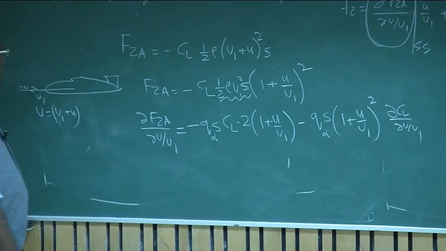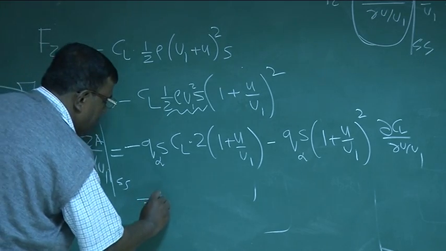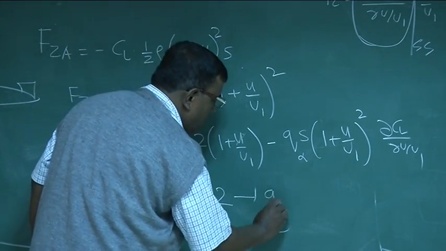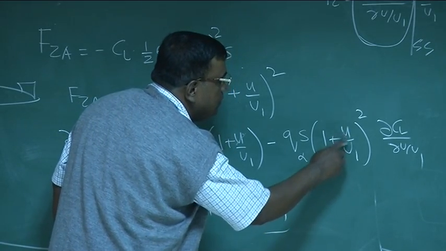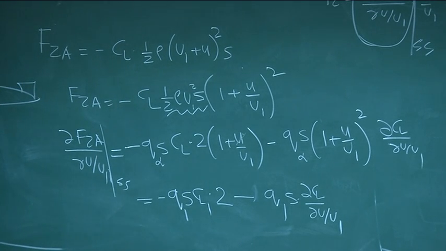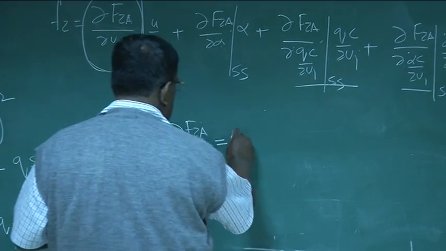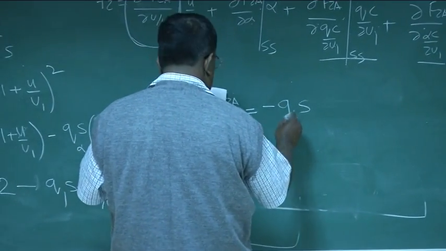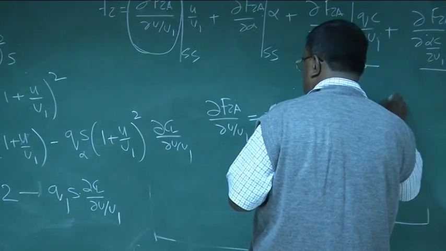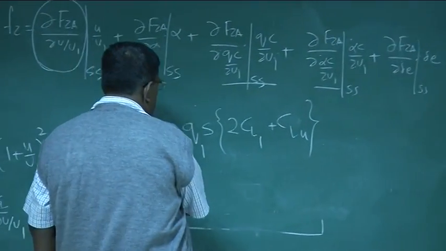No objection? Now I put the condition at steady state. When I say steady state, it means the perturbed quantity should be 0. So this becomes minus q1 S CL1 into 2, because this will become 0. So minus q1 S into this is 0, so this goes into dCL by d(u by u1). So what is the final expression? The final expression is as simple as dFza by d(u by u1) equal to minus q1 S, 2 CL1 plus CLu. So you can see dFz by d(u by u1) is as simple as this.